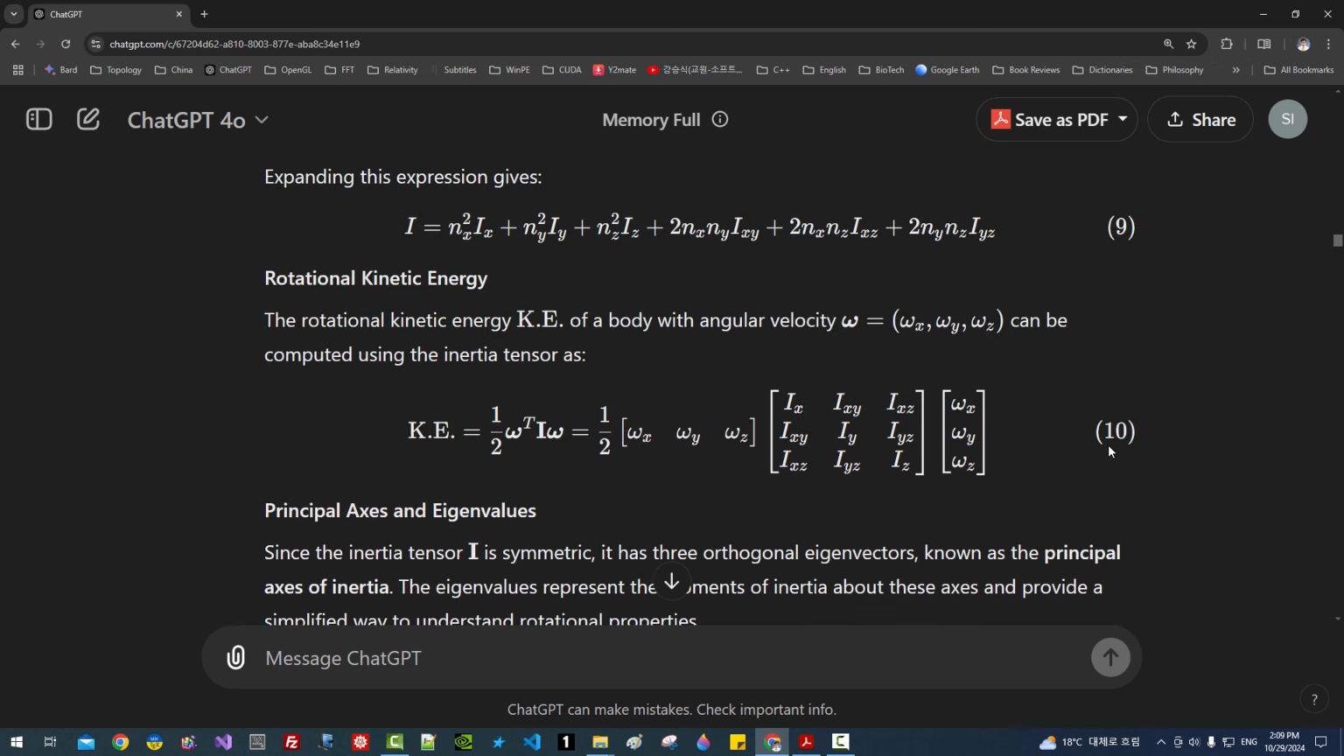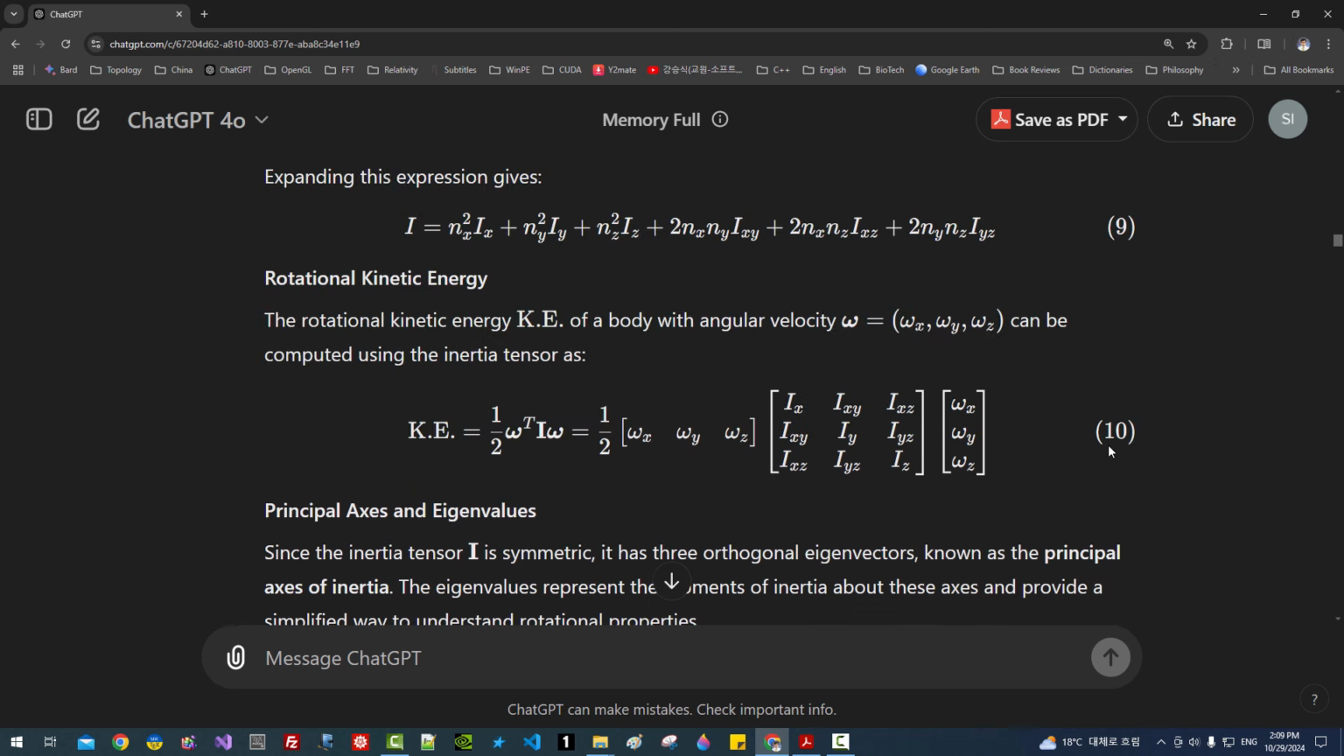3. Role of nx, ny, and nz. The unit vector n equals (nx, ny, nz) represents the direction of the rotation axis in 3D space. nx, ny, and nz are the direction cosines of this rotation axis, giving the projections of n onto the x, y, and z axes, respectively. Since n is a unit vector, it satisfies nx squared plus ny squared plus nz squared equals 1.